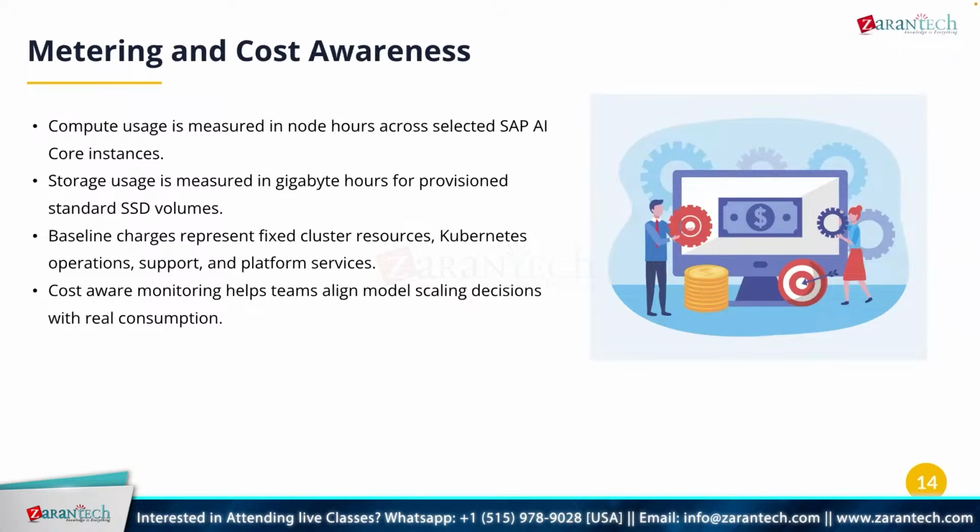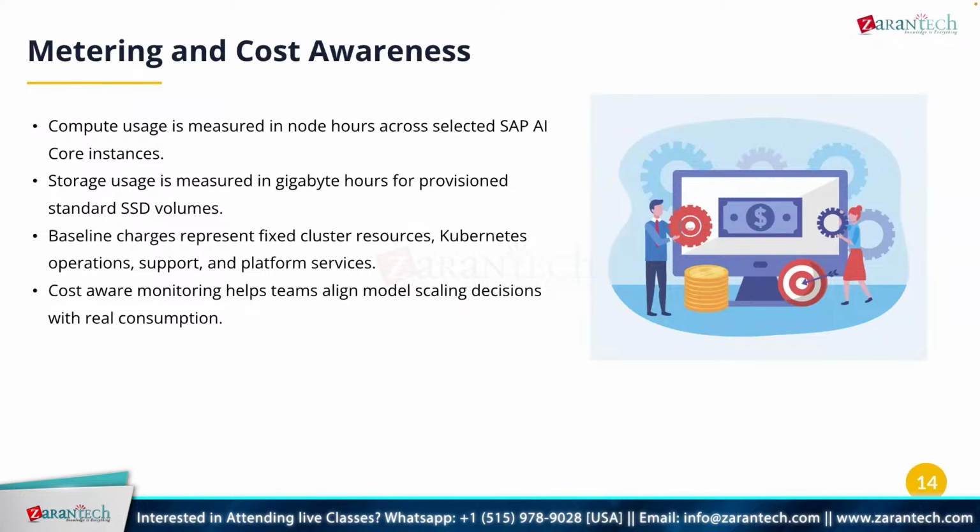Generally, the common mistakes people make are leaving the deployments running 24/7, which increases the cost. That should never happen. Also over-provisioning memory and CPU unnecessarily, and sometimes frequent unnecessary retraining, and ignoring the usage patterns in the logs. These are all common mistakes. So you have to be very careful here.